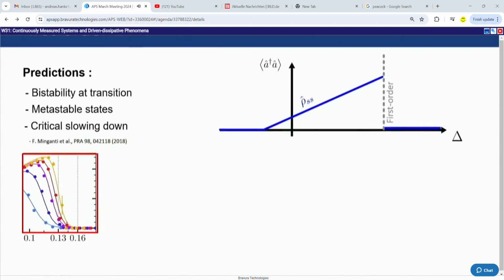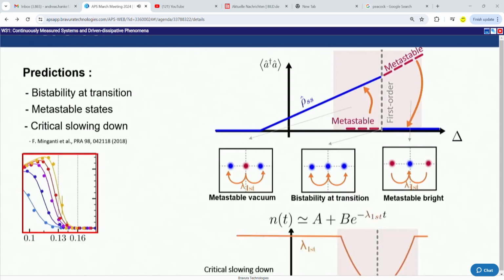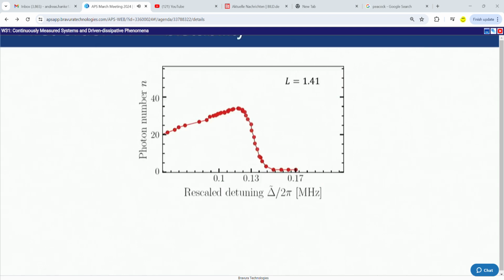For the first order DPT, the model predicts that we should observe bistability at the transition, which means that we should see both the vacuum and the bright phase in an equal mixture. We should have a metastable region all around the transition. We also expect to see some critical slowing down, which in this case means that the lifetime of this metastable state will become longer as we go closer to the transition and as we scale toward the thermodynamic limit. So we went ahead and looked for the signature in the experiment.